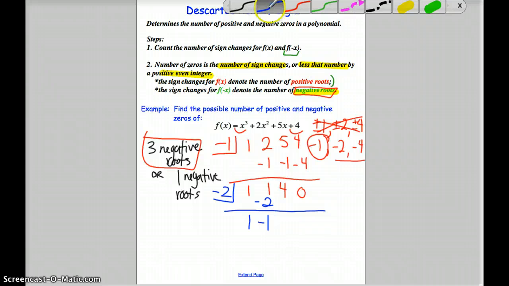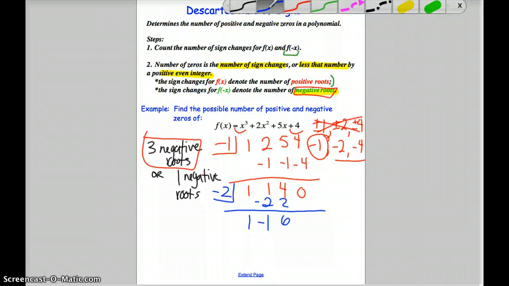Let's see, adding, I get negative 1, multiplying, I get 2, adding, I get 6. So it looks like negative 2 doesn't work. So if negative 2 doesn't work, then that means that negative 4 won't work. So that's the positive real roots that I have.